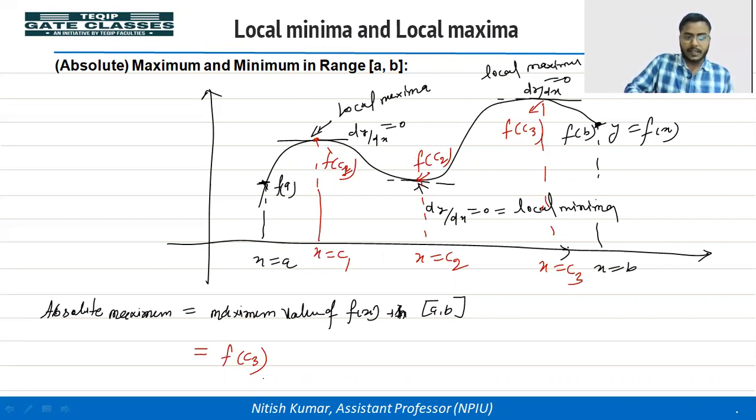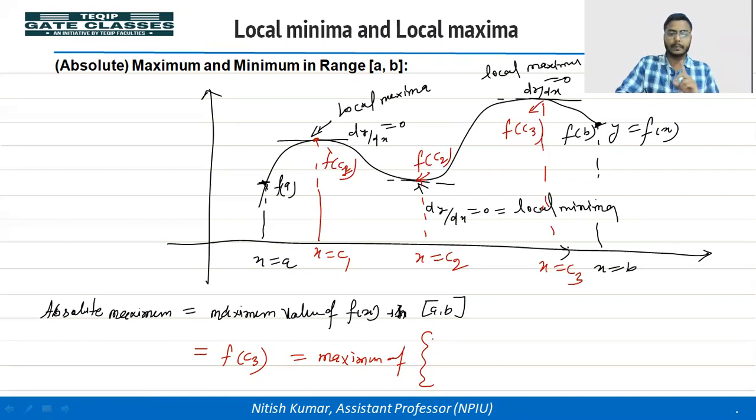Or you can generalize also. So how can we write this? The absolute maximum will be the maximum of, you have to check the endpoints. What are the endpoints here, a and b? So what is the functional value f(a), the functional value at x is equal to a? What is the functional value at x is equal to b?